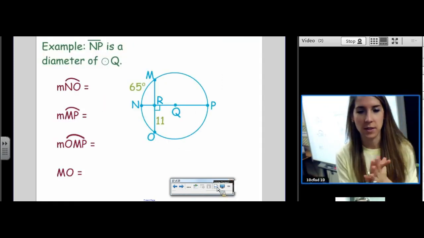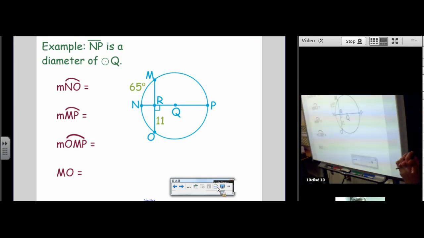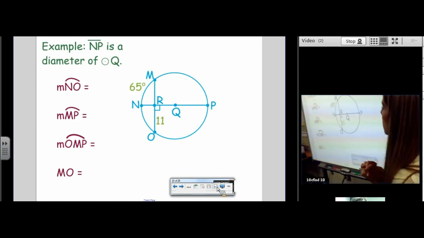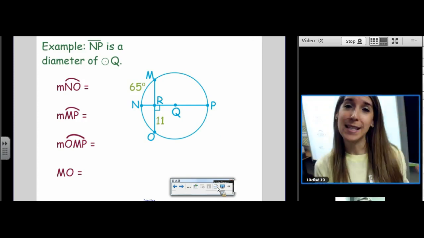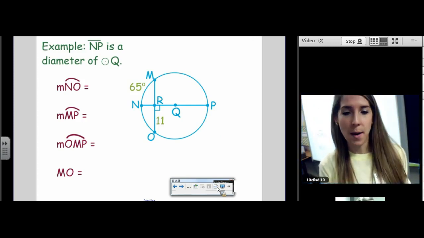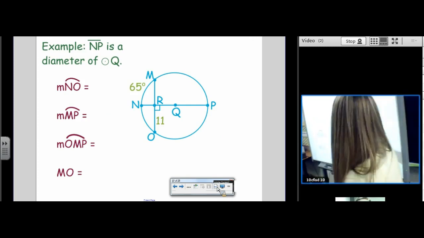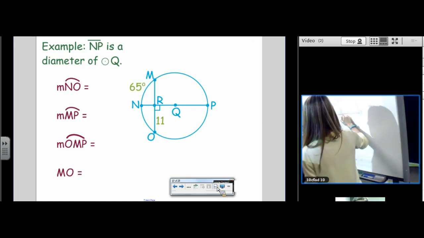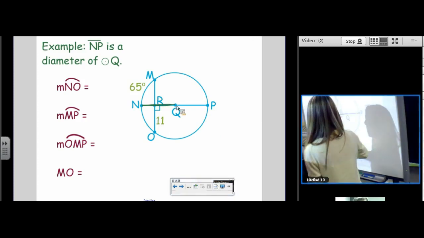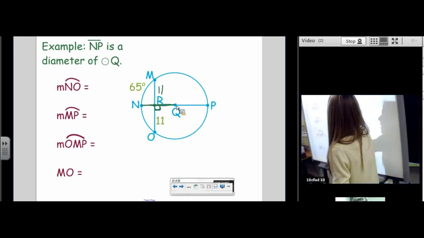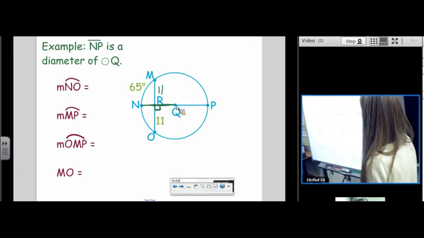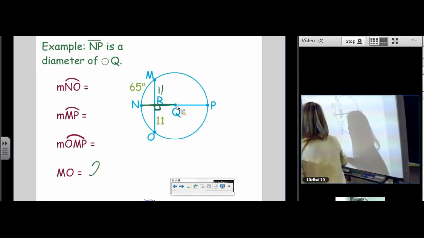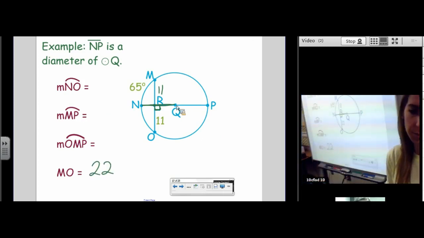Let's try them out. Okay, segment NP is a diameter of circle Q. Okay, so we learned that when a radius is perpendicular to a chord, it bisects the chord. So this is a radius, and it's perpendicular to a chord. So I am allowed to conclude that MR is 11. If I'm concluding that MR is 11, then I can conclude that MO is definitely 22.